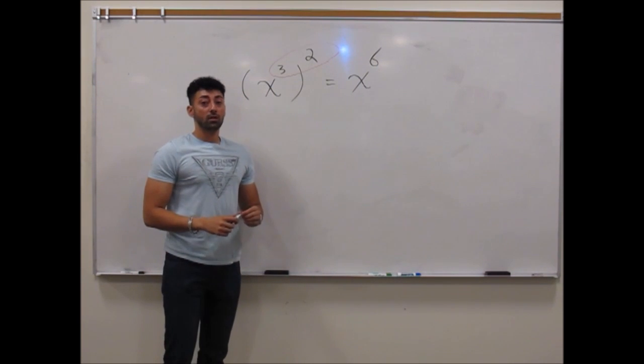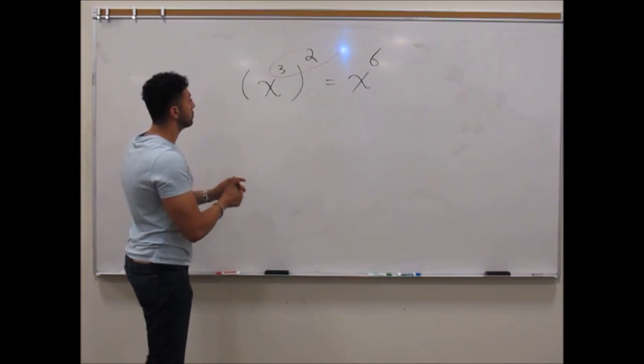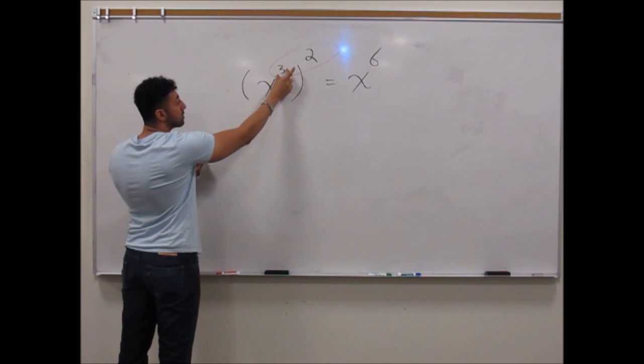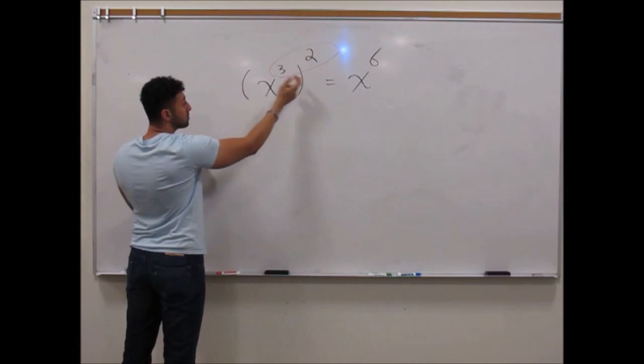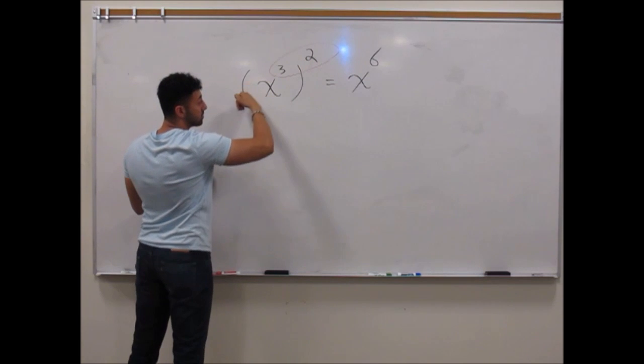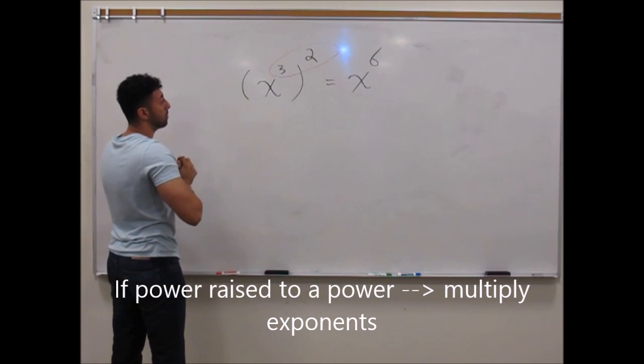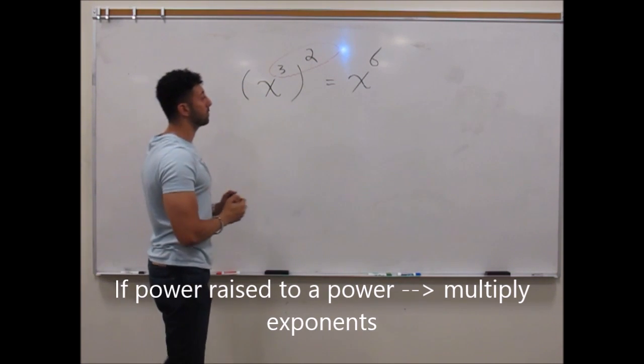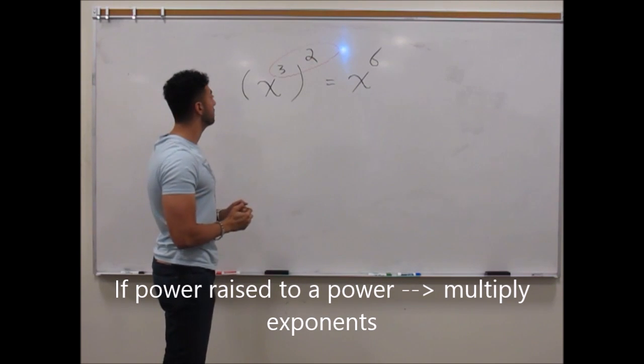Yeah, so when you have a power to a power, what we're going to do is just multiply the exponent of the base by the exponent on the outside. So let's go ahead and see why this rule works out the way it does.